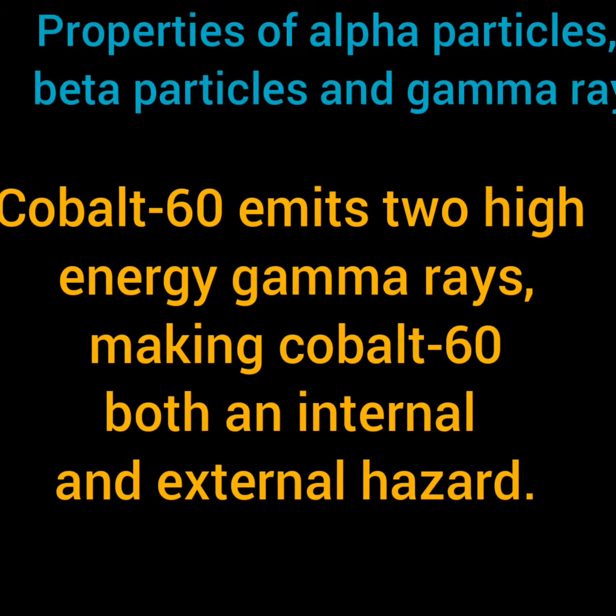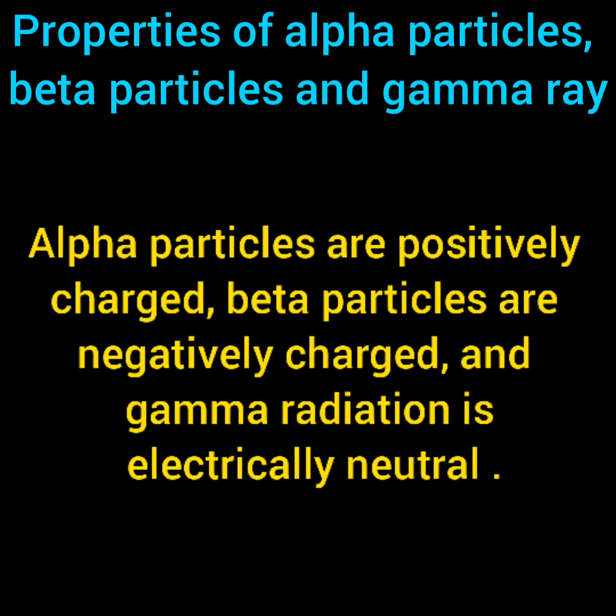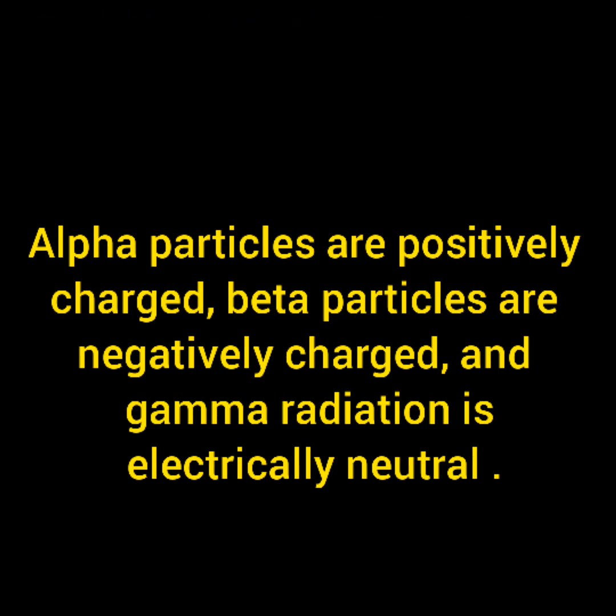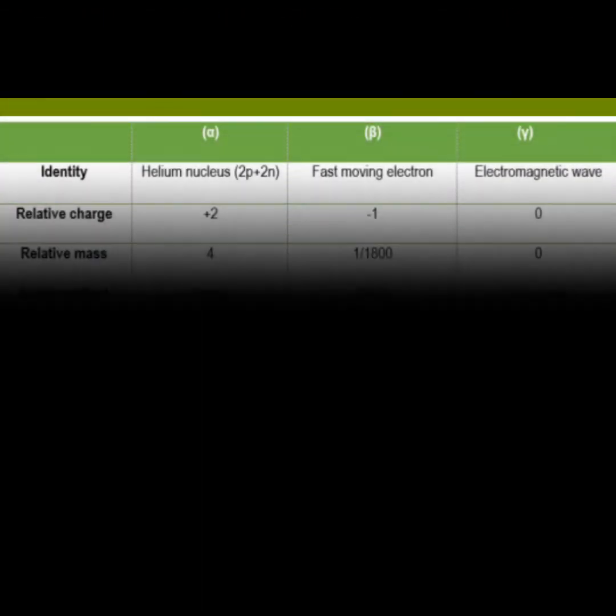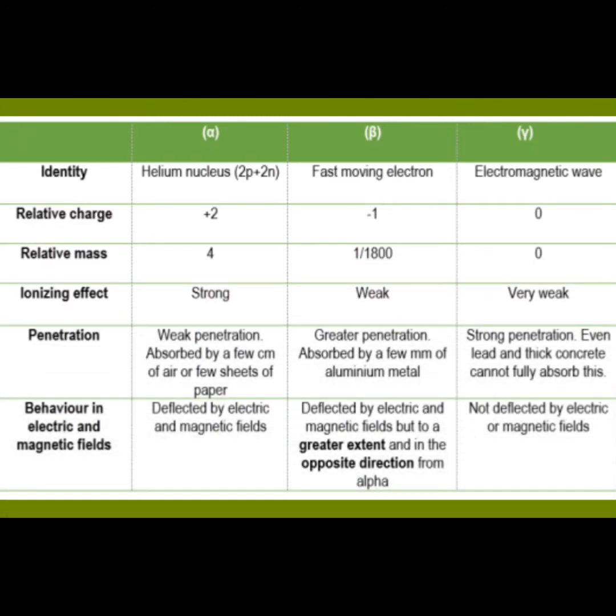Now, what are some of the properties of alpha particles, beta particles, and gamma rays? Alpha particles are positively charged, beta particles are negatively charged, and gamma rays are electrically neutral. Okay, so we have this particular table that is showing some of the properties of alpha particles, beta particles, and gamma rays. The identity of alpha particles is that they are identified as helium nucleus because they have 2 protons and 2 neutrons. Beta particles are identified as fast moving electrons, whereas gamma rays are identified as electromagnetic waves.